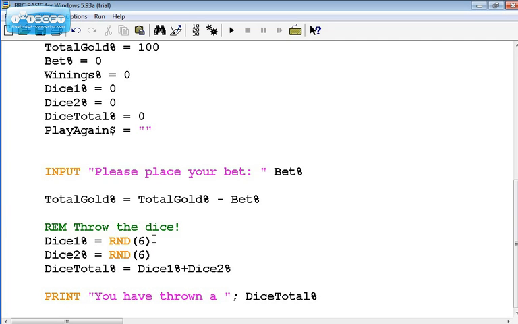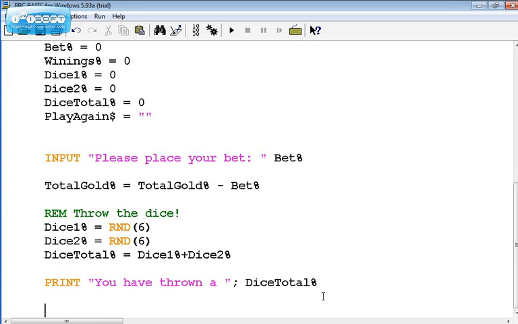And then the dice is thrown. Of course they are, otherwise we haven't got a game. So dice 1% equals RND6, dice 2% equals RND6. We add them up to dice total to give the final score, and we print it out down here. You have thrown a dice total, just to tell the user what they've thrown.